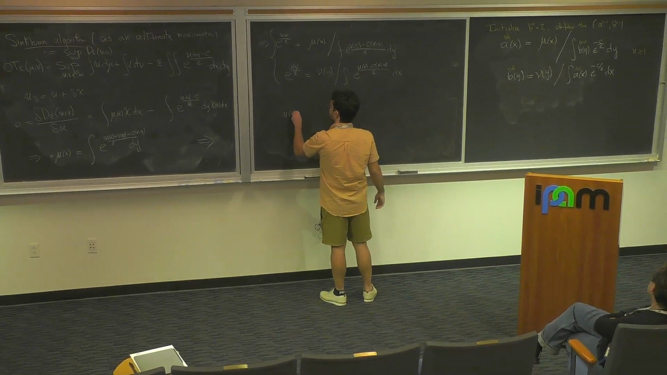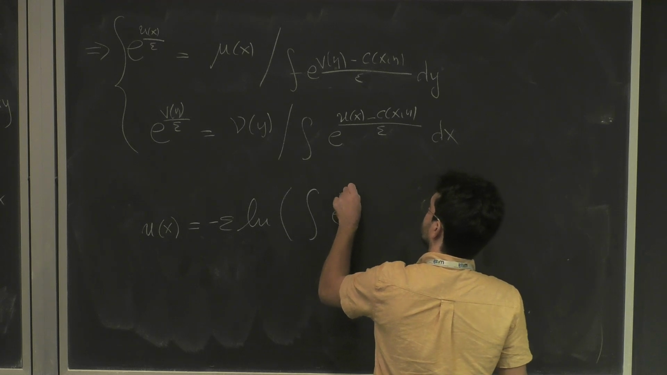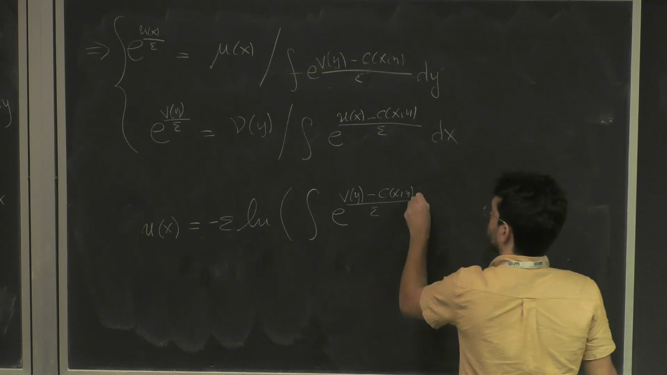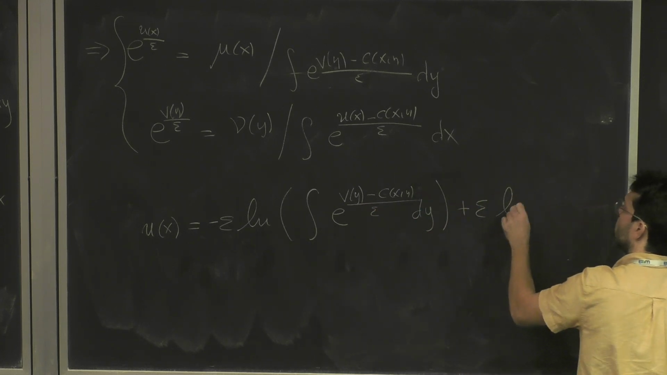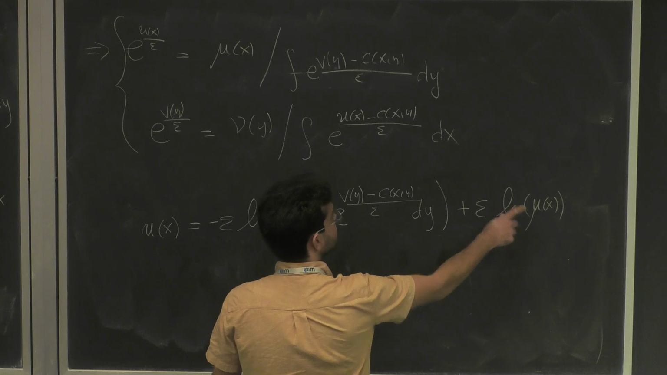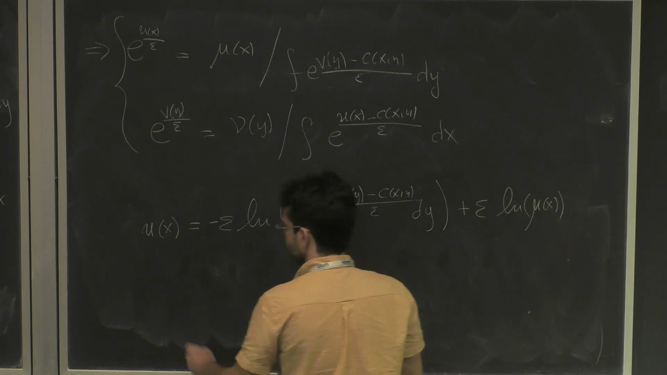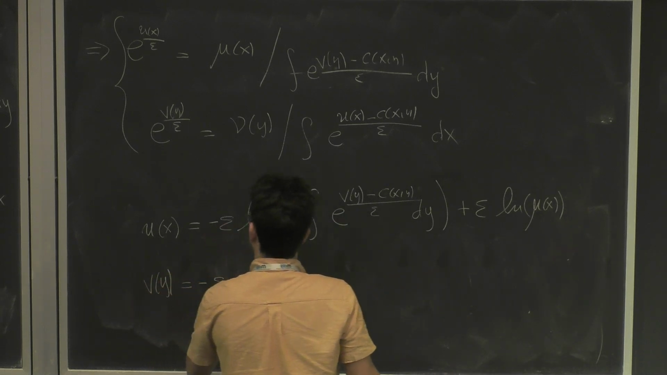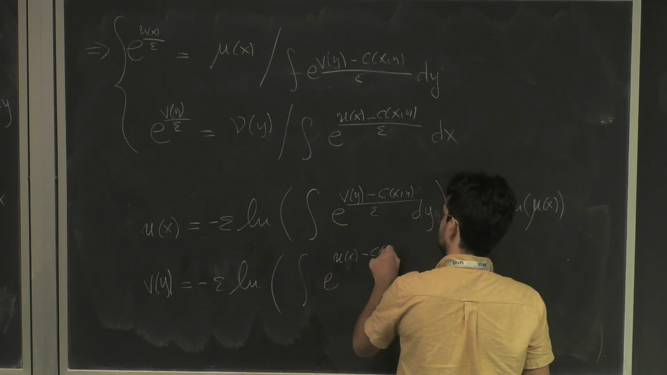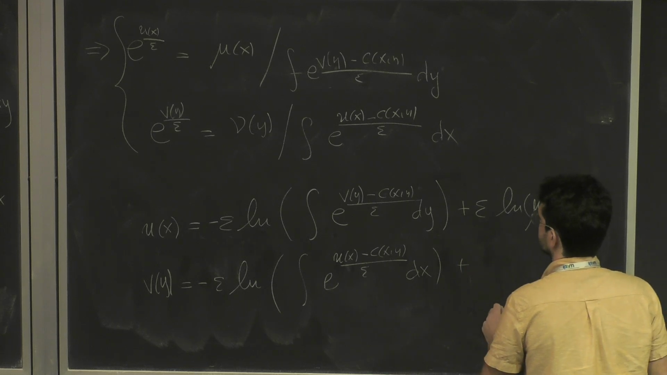So I'm going to write u of x as minus epsilon log of the integral that is in the top with respect to y, plus epsilon log of mu of x. So here I really need that mu is a function to write mu of x, or at least I need to look at it as the absolutely continuous part with respect to a reference measure. And the same for these guys with respect to the x.